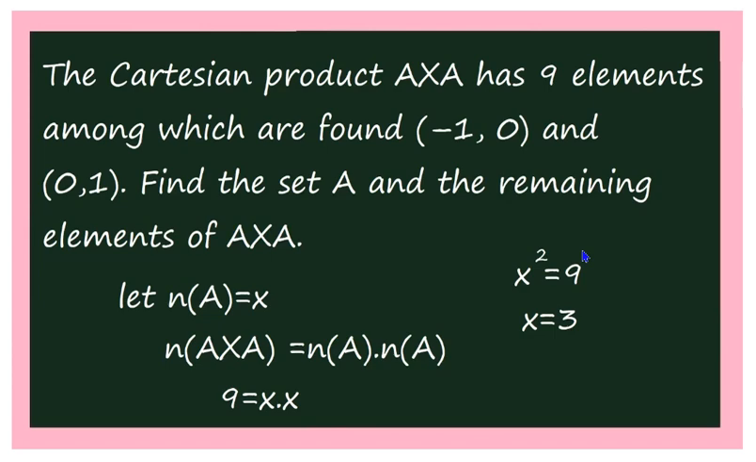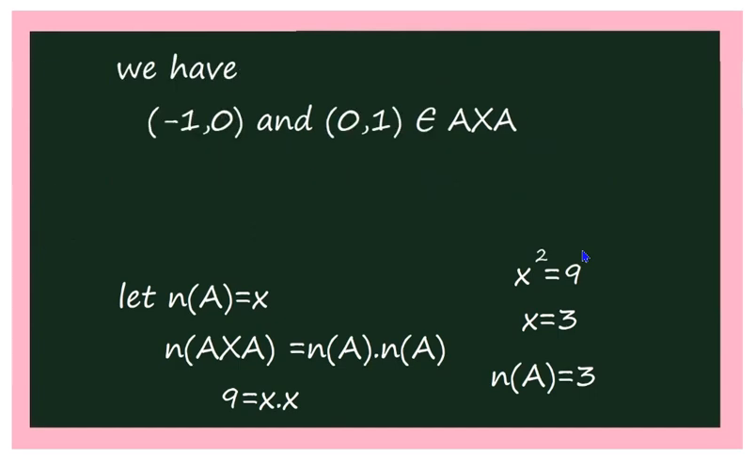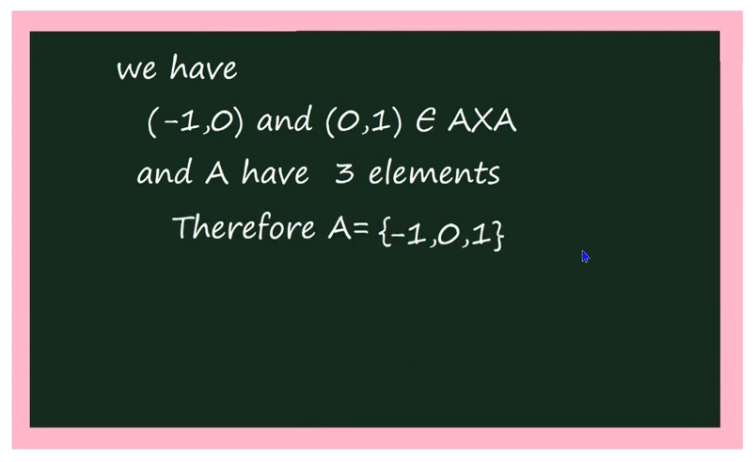And once you know A has 3 elements, you can write the elements of A, because two elements of A cross A are given, that is (-1, 0) and (0, 1). Here the elements of A may occur either as a first element or as a second element, because it is A cross A. That's why A has 3 elements, and the elements of A are -1, 0, 1.